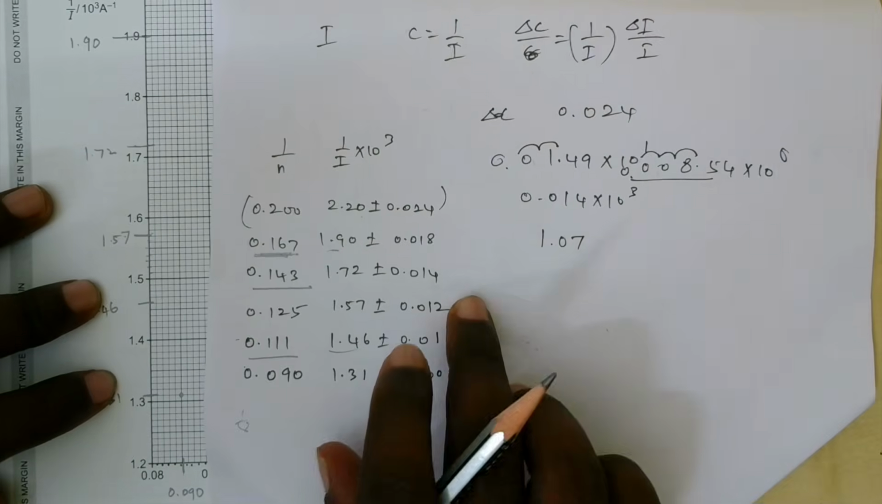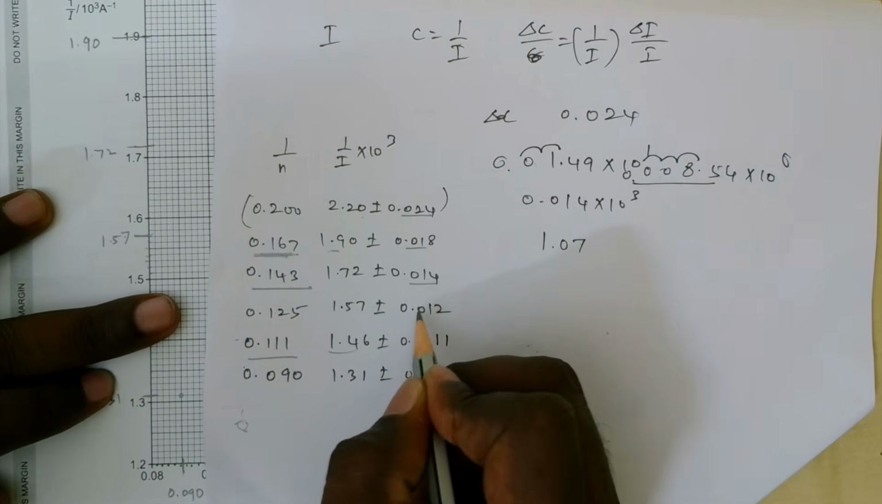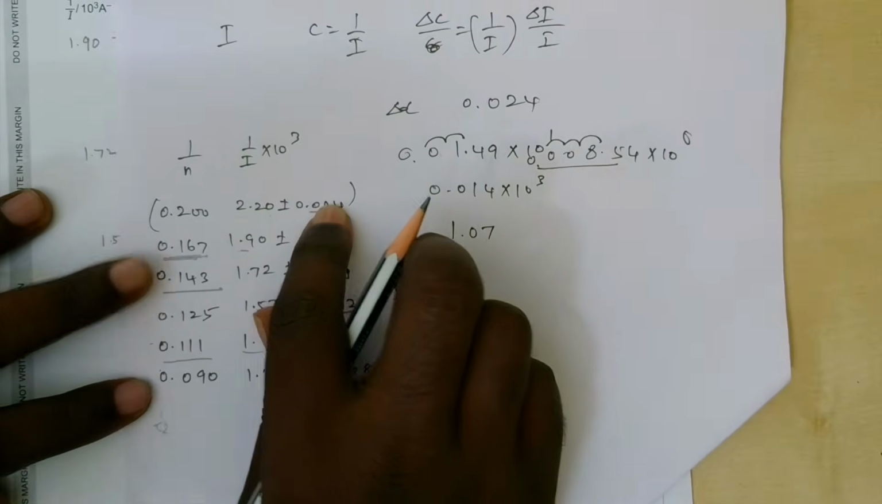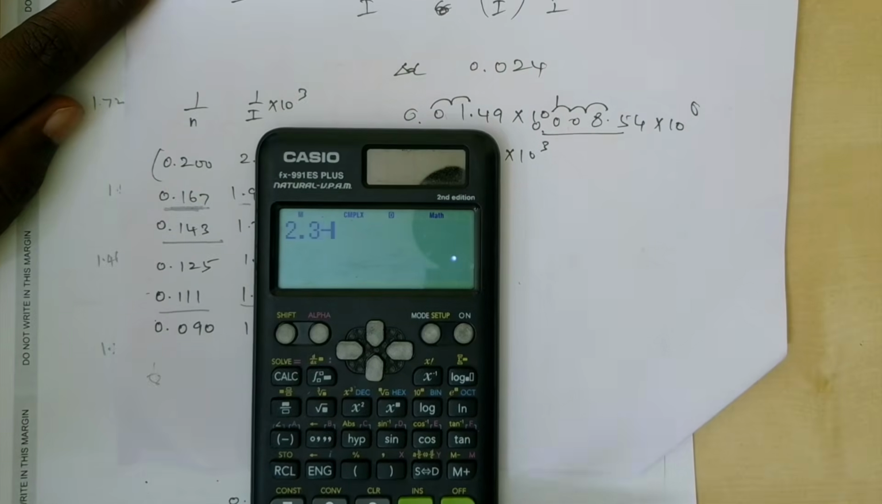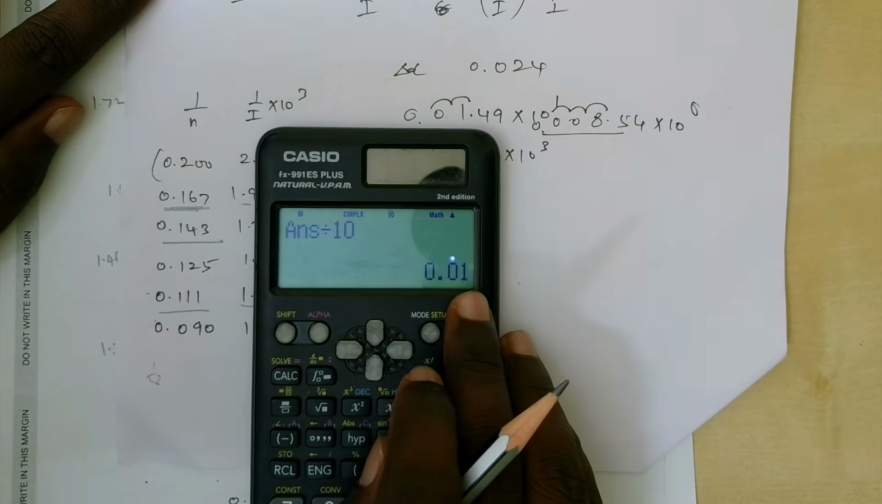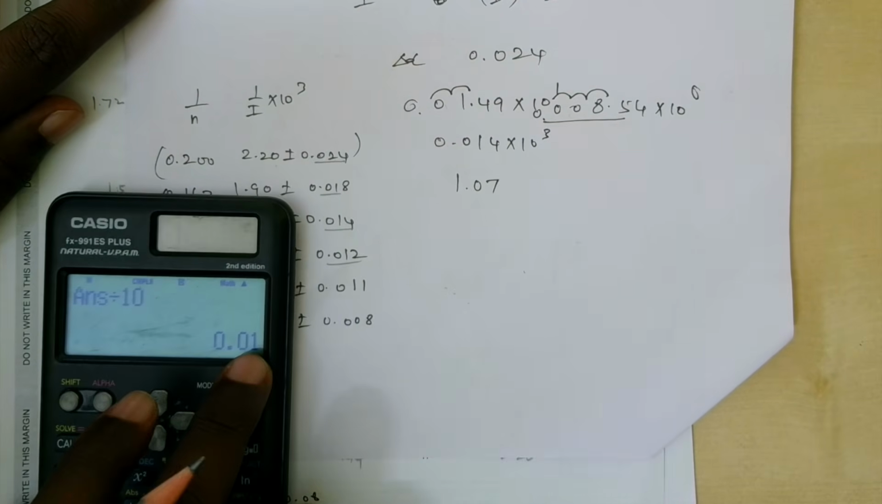Now we have uncertainties in the y axis. So what do we have to do? What is the minimum value in the y axis? 0.01. See, 2.3 minus 2.2 divided by 10, so 0.01.